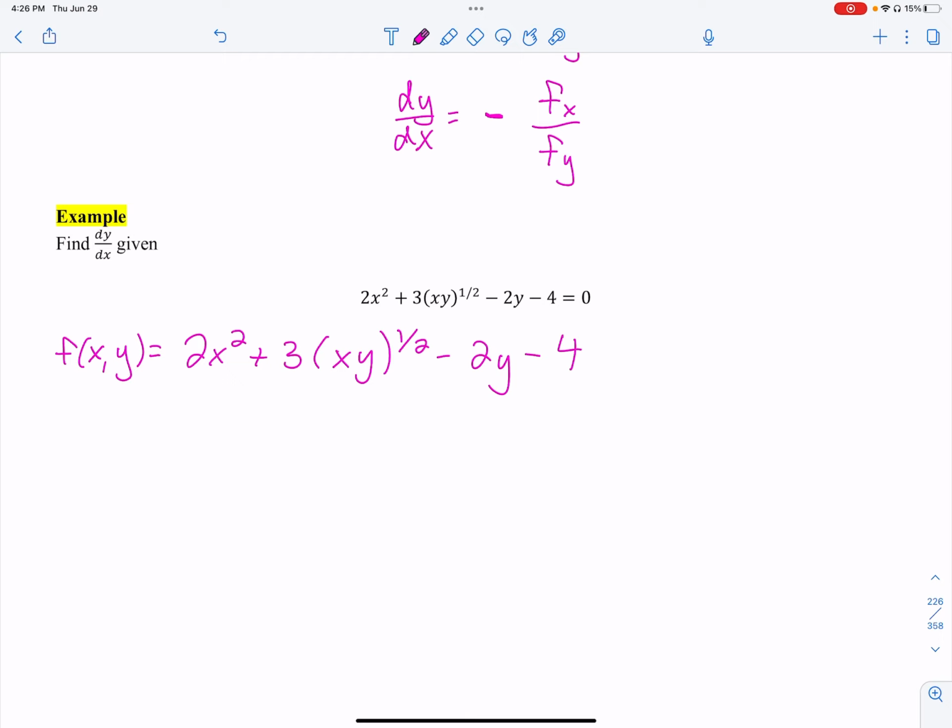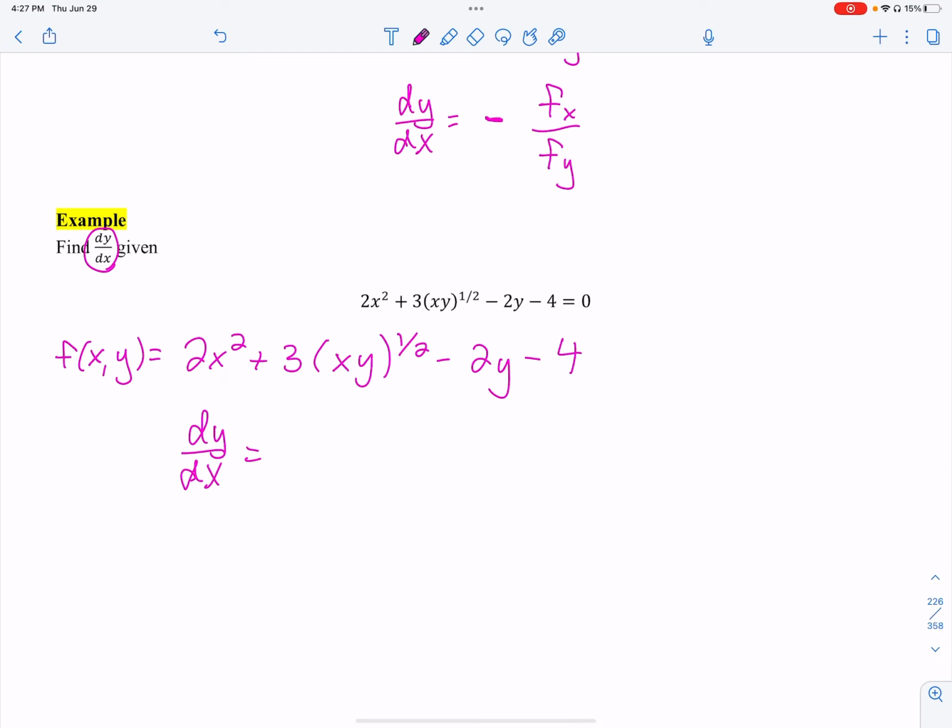That's the whole point of implicit differentiation: I can't solve for y, but they're asking me for dy dx. But now I have this new function f, and I know that I can find dy dx if my function always equals 0. Well, that's what this says. It's always equal to 0. And all I have to do is take the negative of the partial with respect to x over the partial with respect to y. So we just have to find each one.